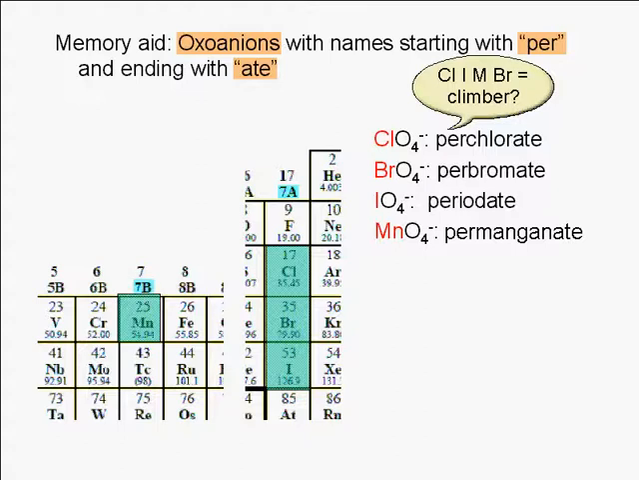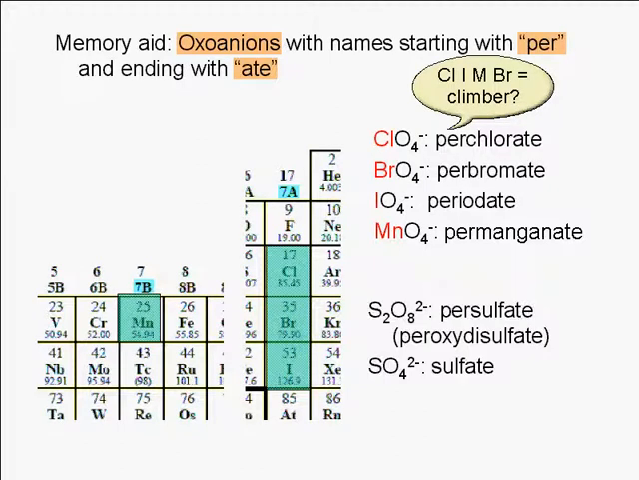The other ion that is commonly encountered with a name starting with per is persulfate, which is more properly called peroxydisulfate. Sulfate is SO4 with a -2 charge. You can see that peroxydisulfate has twice as many sulfur atoms and twice as many oxygen atoms as sulfate, but it has the same charge.